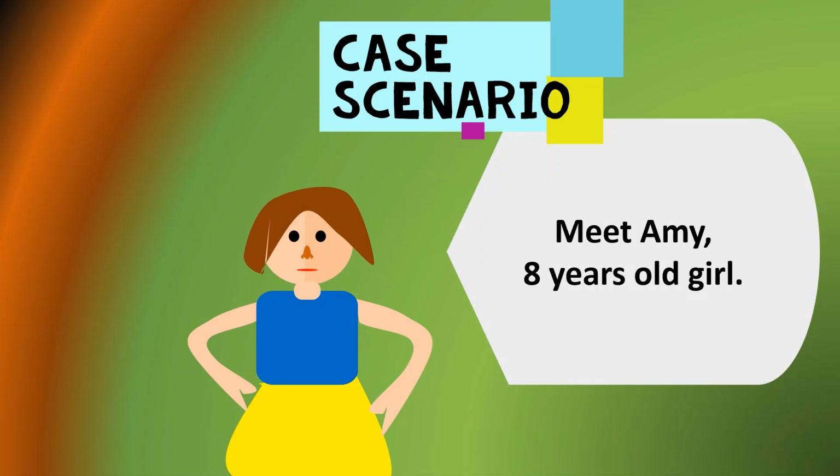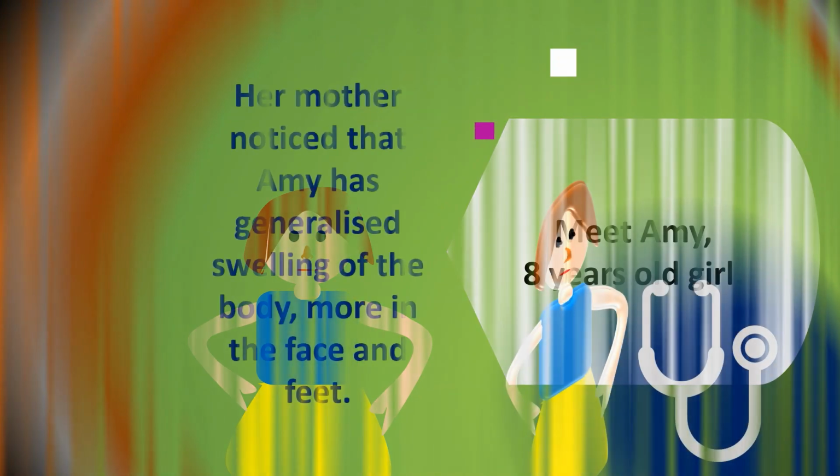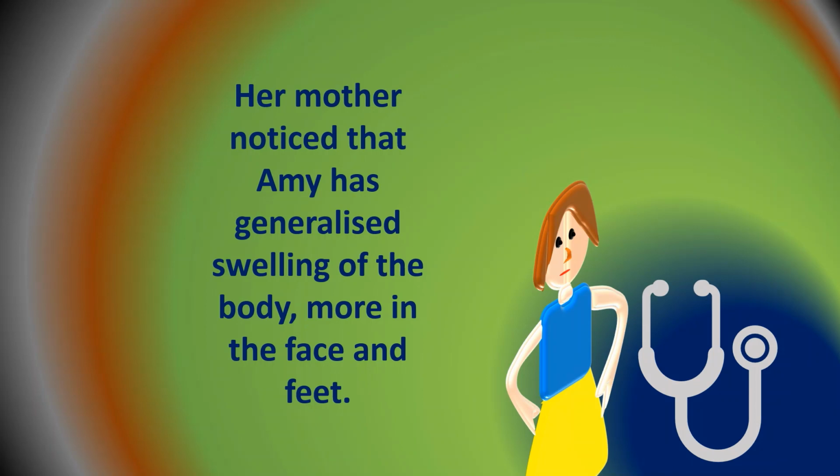Now meet Amy, an 8-year-old girl. Amy's mother noticed that Amy is getting generalized swelling of the body, also called anasarca. Now this swelling was more towards her face and her feet. There was periorbital edema, and the edema was of pitting type.